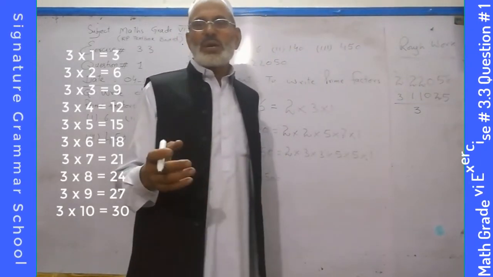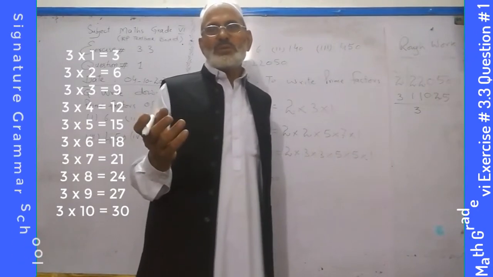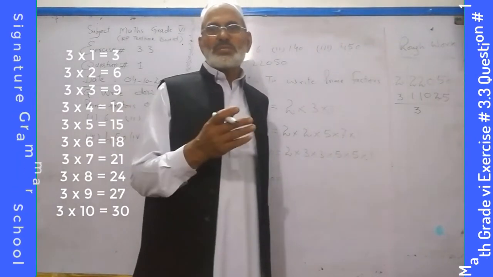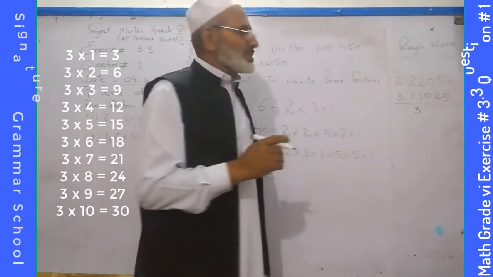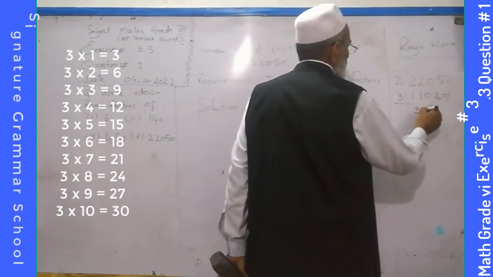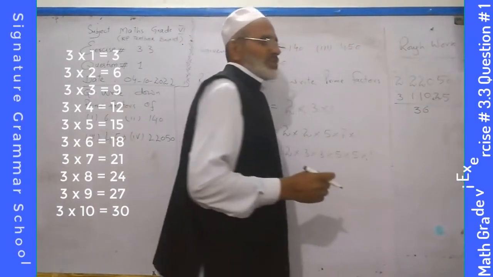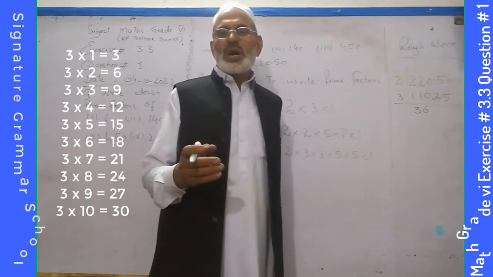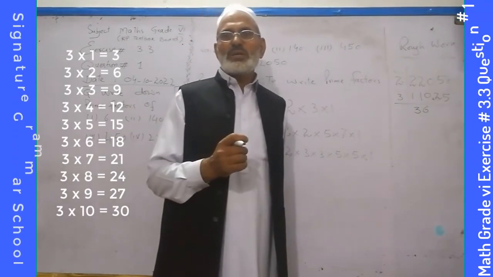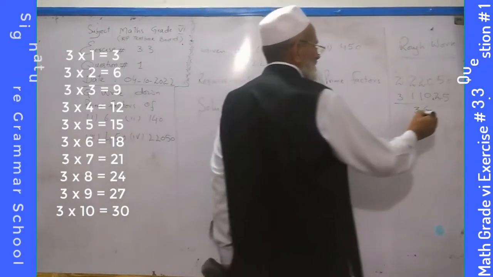And now the table of 3 up to 20 means 21. It's not 21, but it's 20. Now 3 6s are 18. Here again 2. Then it became 22. The table of 3 up to 22, so it will be 21. And 3 7s are 21.